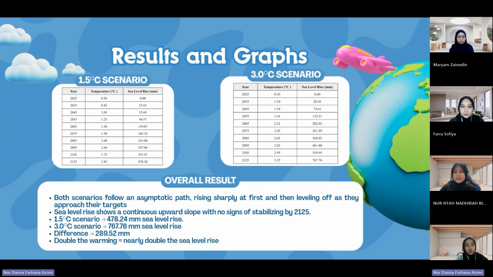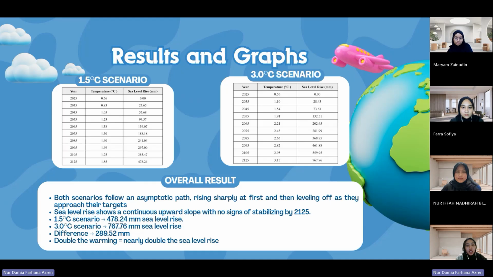Next, let's look at our simulation results up to the year 2125, which are detailed in the tables. We track two distinct climate pathways: the first scenario is 1.5 Celsius and the second scenario is 3 Celsius. Looking at the results, both temperature trajectories follow an asymptotic path. They surge rapidly in the first half of the century but begin to level off as they approach their respective targets. However, the sea level data reveals a much more alarming trend.